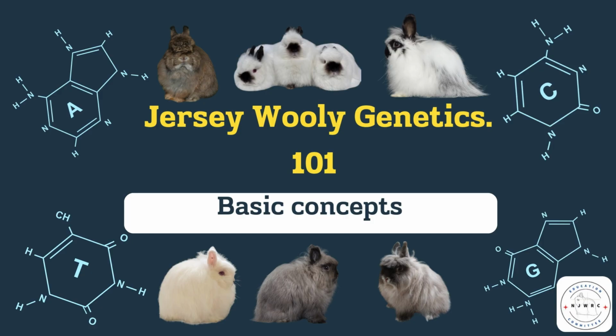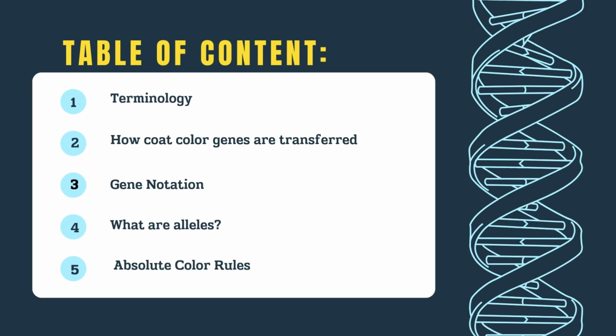Welcome to Jersey Wooly Genetics 101, the basic concepts. Rabbit genetics is a fascinating field. For breeders and enthusiasts, understanding these genetics is crucial for predicting the coat color of their rabbits and making informed breeding decisions. What we will be covering today is the basic terminology, how coat color genes are transferred, gene notation, what alleles are, and absolute color rules.